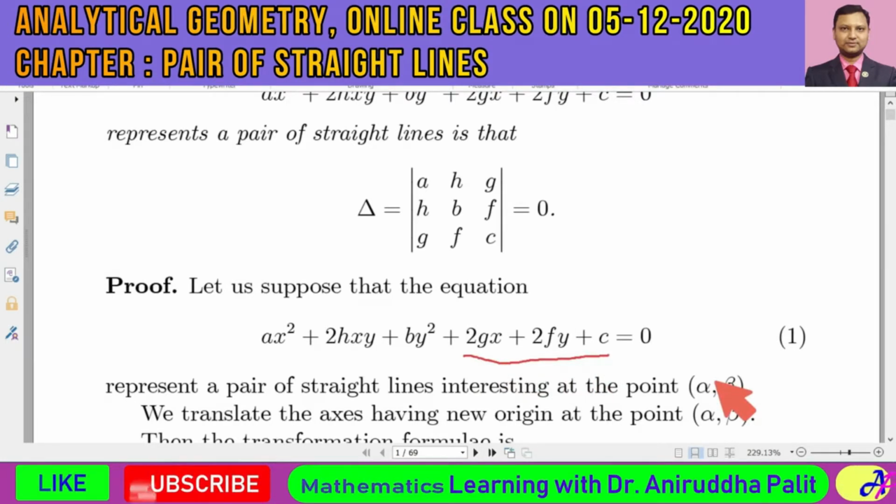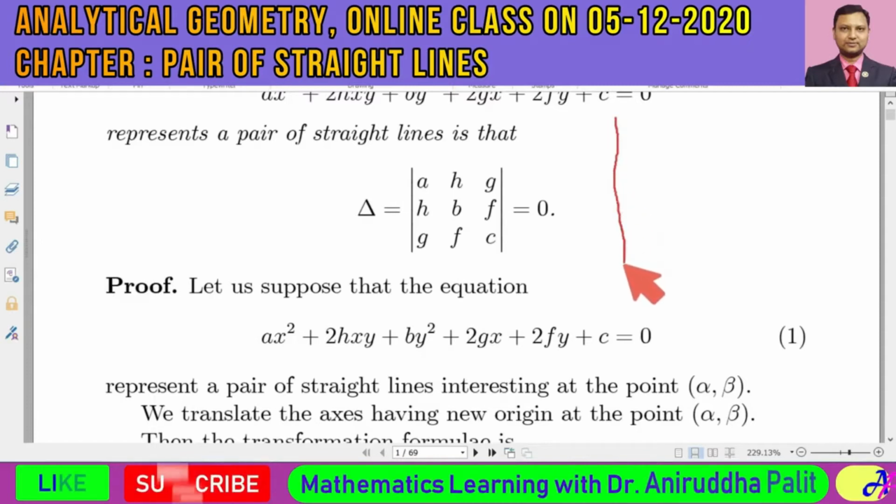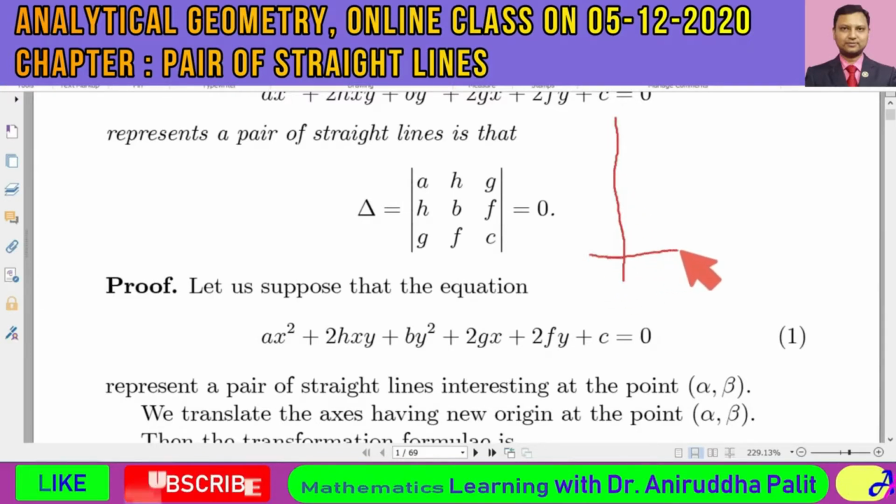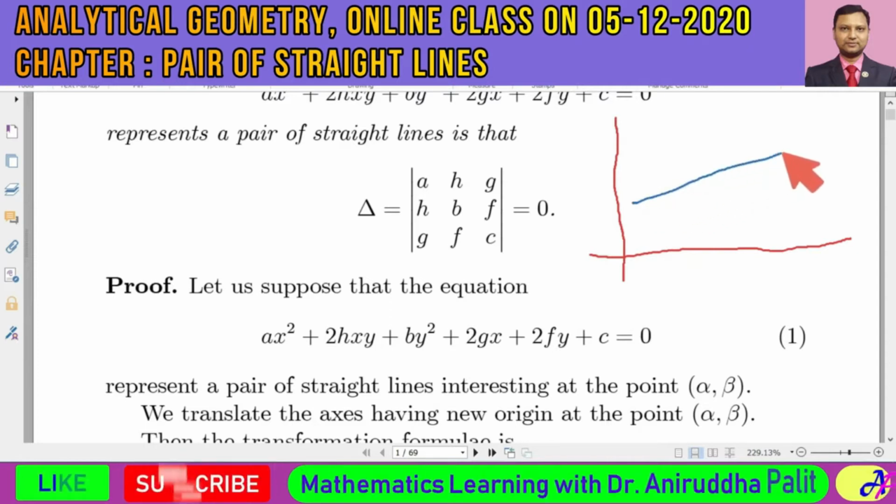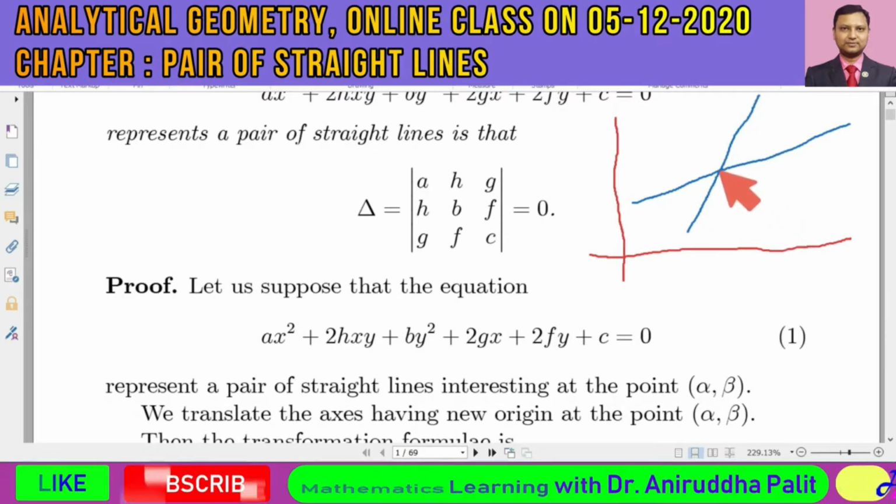non-homogeneous part. Okay, if there is no non-homogeneous part, if it is perfectly homogeneous, in that case we proved that the pair of straight lines passes through the origin. But now, because this is not a homogeneous equation of second degree, we can say that the straight lines are not passing through the origin. Hopefully the straight lines should look like this. This may be one straight line and this may be another straight line. So this is the point of intersection.